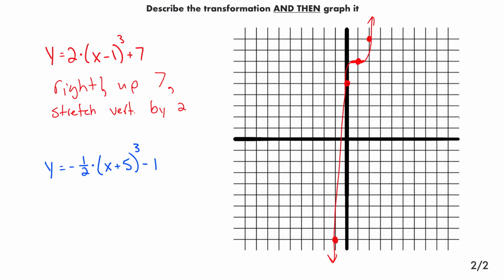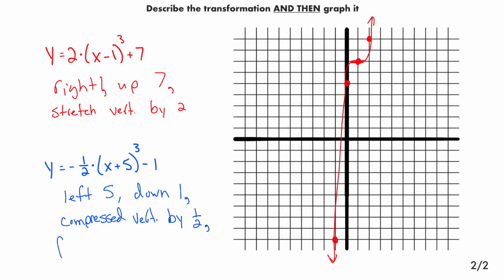Problem number 2. That plus 5 inside the parentheses tells me I'm going to go left 5. The minus 1 at the end tells me I'm going to go down 1. The 1/2 is a number smaller than 1, so I'm compressing this thing. I do not look at the negative. It's compressed vertically, and it's compressed vertically by 1/2. And then lastly, the negative means it's going to be flipped vertically. Don't just say flipped, you have to tell me vertically as well, because you can flip a function in any direction, vertically, horizontally, diagonally.